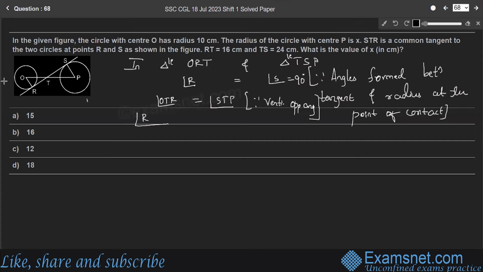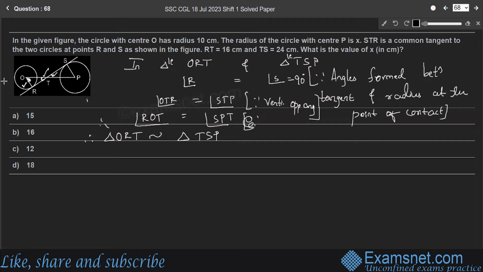Therefore, the third set of angles is also equal. So angle ROT, angle O, is equal to angle SPT. These two are the angles at the center. Therefore, triangle ORT is similar to triangle TSP. When two triangles are similar, the ratio of their corresponding sides are equal. So first we need to consider a side. Consider an angle under consideration, these two vertical angles.